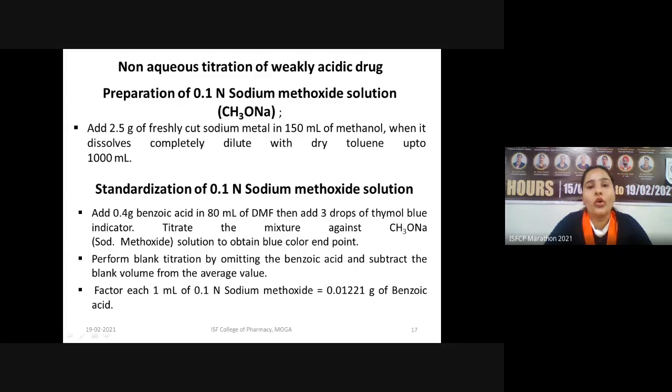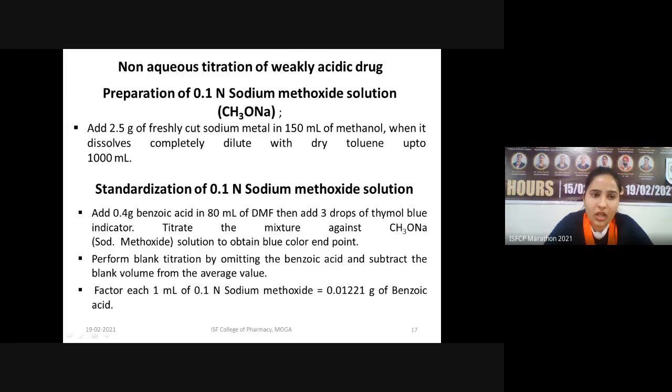Non-aqueous titration of weakly acidic drug. Now we will be studying the different solutions which are prepared during the non-aqueous titrations of the weakly acidic drug. We will be preparing the solutions, then we will be standardizing the solutions. First of all, we will be preparing the 0.1 normal sodium methoxide solution. So how is the preparation of 0.1 normal sodium methoxide solution done?